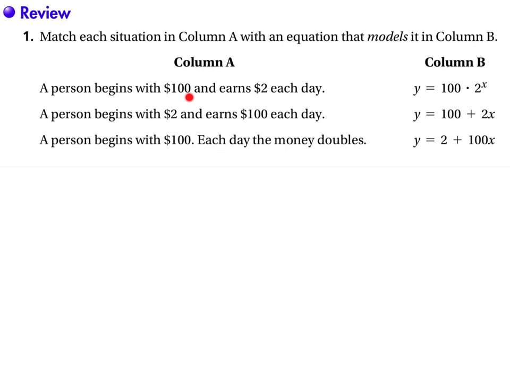A person begins with 100 and earns $2 each day. Well, your constant is 100, and what's changing is the $2. So you're going to start with 100, and what changes is 2x.